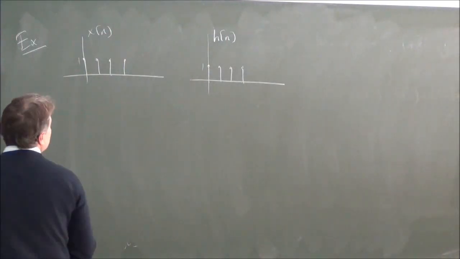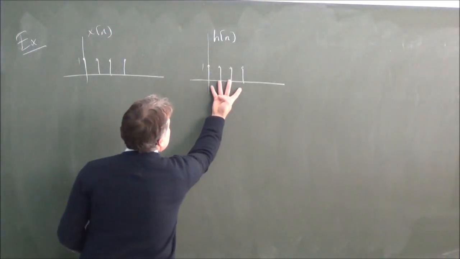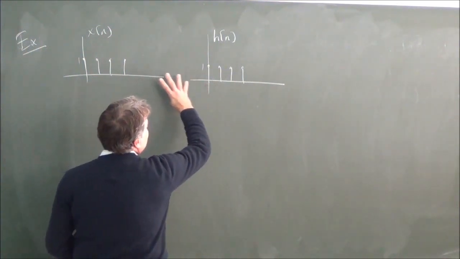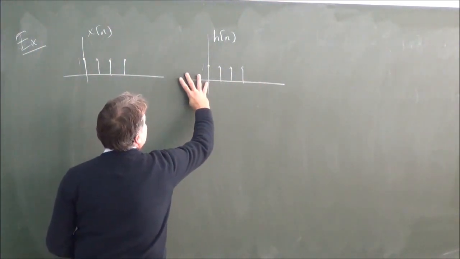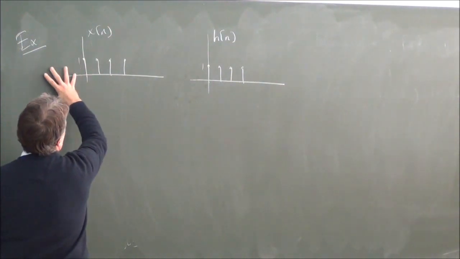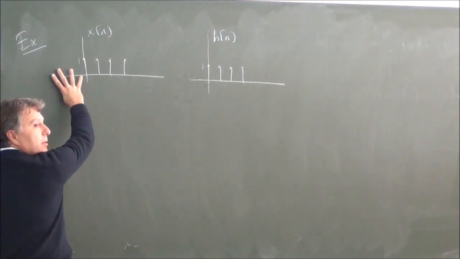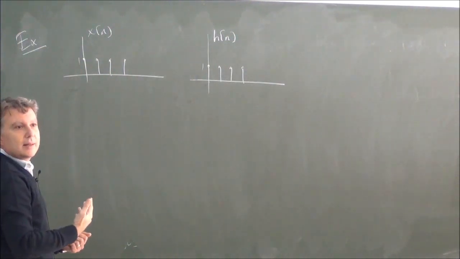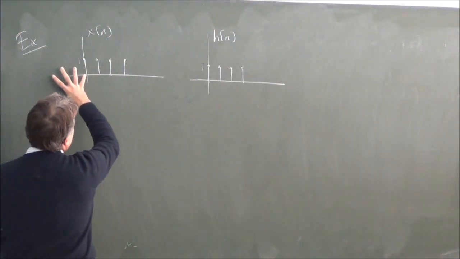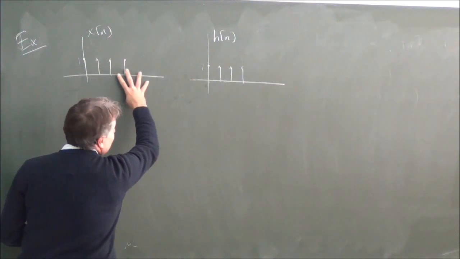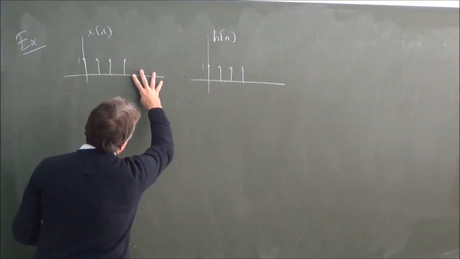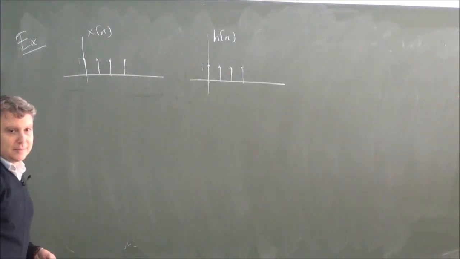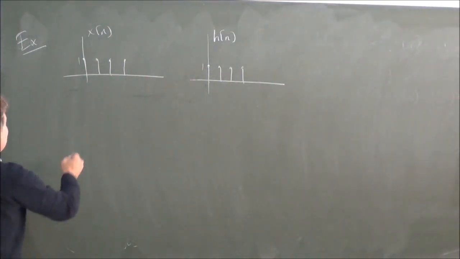And how does it work? Let's flip this one around and then slide to the left and to the right. If you go to the left, it will not overlap with this x. So the multiplication will be nothing. We must start from 0 and we must slide towards right. After some time, if you slide too much towards right, it will start non-overlapping again. But how many times will you overlap?